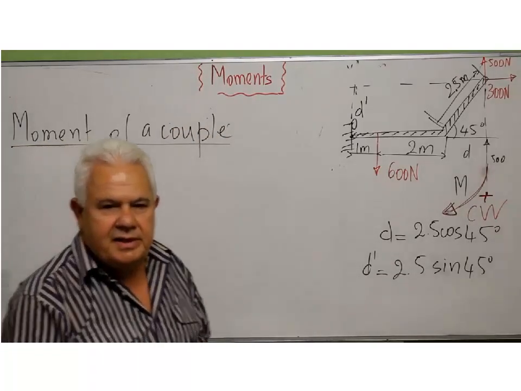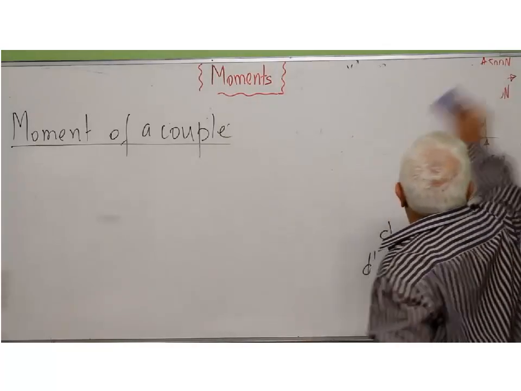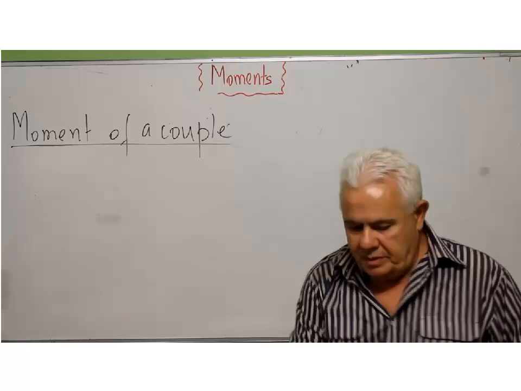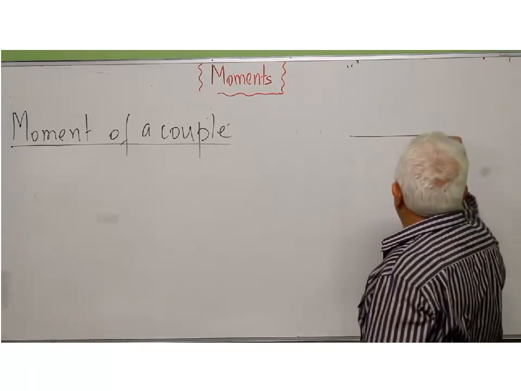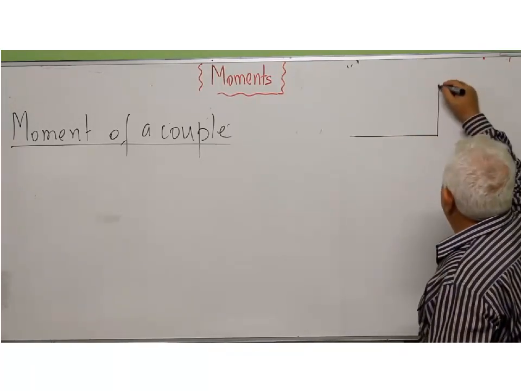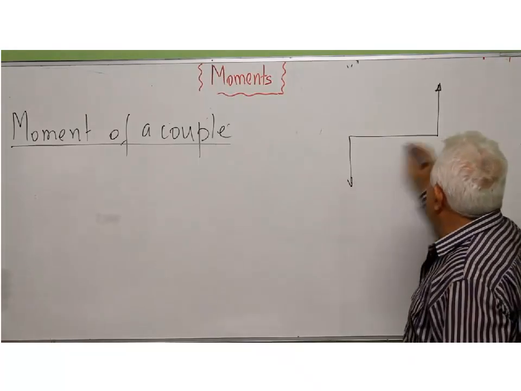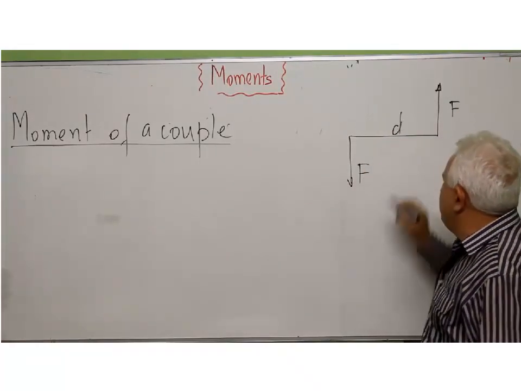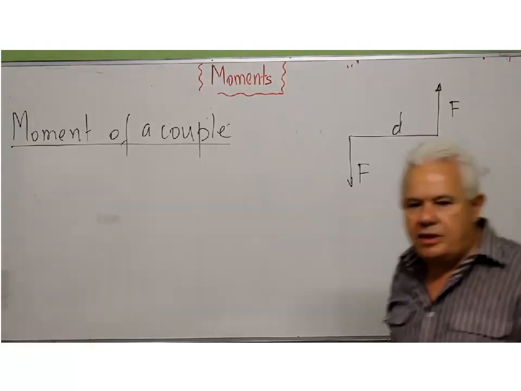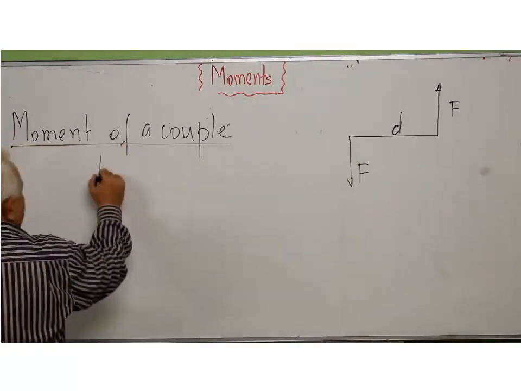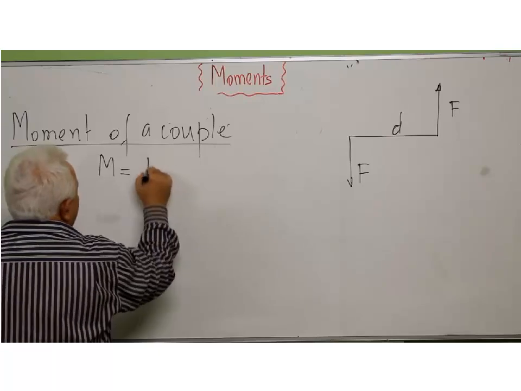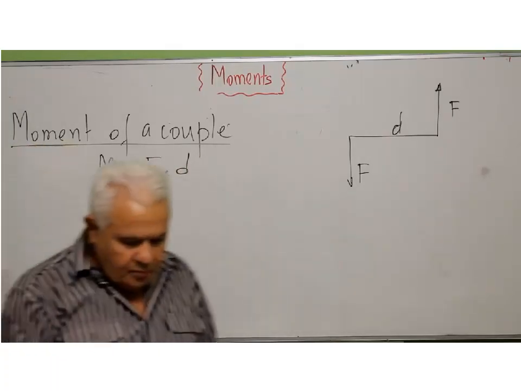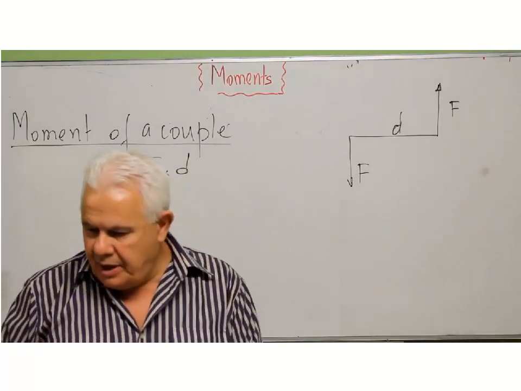A couple is a system of two forces acting in opposite direction. Simple stuff. We have two forces equal in magnitude, F and F, separated by a distance d. In this case, we define the moment of a couple. M is F times d, as we have seen before. I'll give an example and I will conclude with this video.